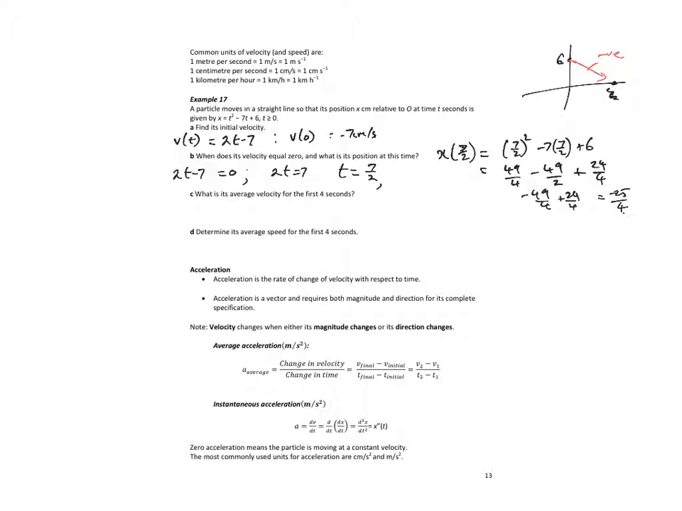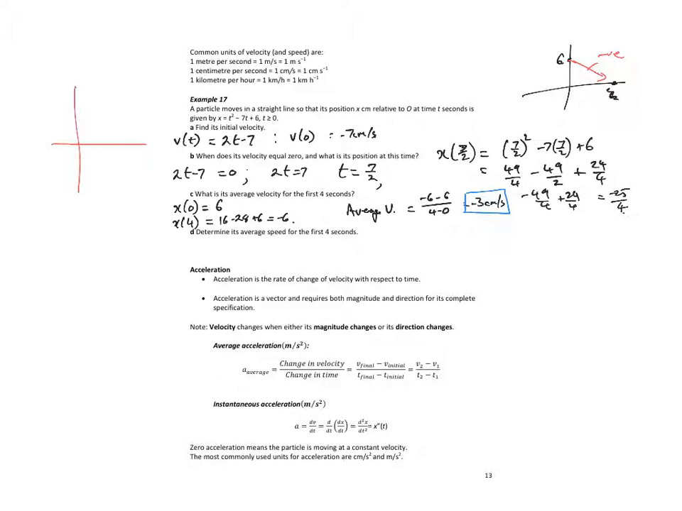Average velocity is about where I am at the start, where I am at the finish, and how long it has taken me to get there. So my position at the start, we decided, was 6. My position 4 seconds later is equal to 16 minus 28 plus 6, which is negative 6. So the average velocity is equal to minus 6 minus 6 over 4 minus 0, which is negative 3 centimetres per second. So that's my average velocity.